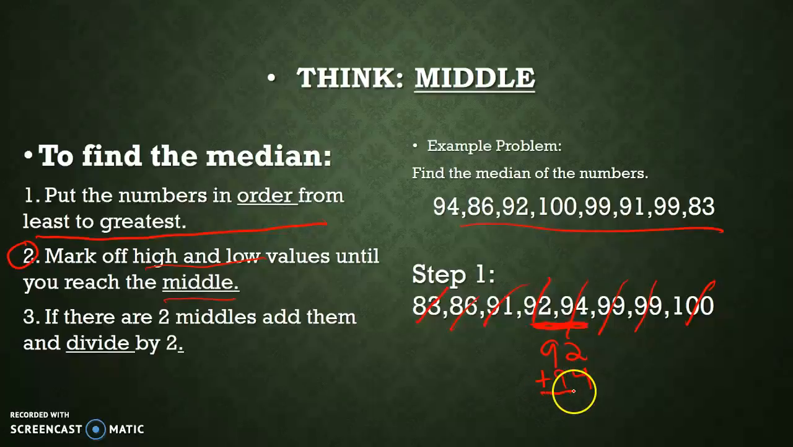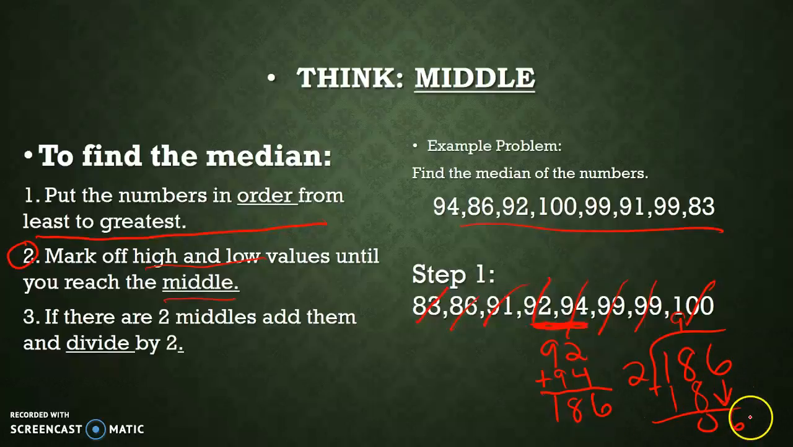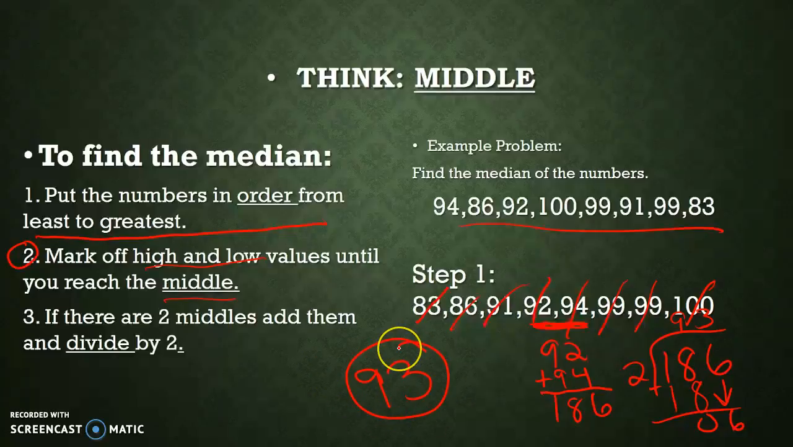Okay. I take step number 2, I did that, and then this is step number 3. I take the 2 middle numbers, since there is no actual middle, because there's 8. It's an even number. I add them together, so I get 6 here and 18 here, so I get 186, and then I divide by 2. When I do that, I get 9, and that's 18, 6, 2 goes into 6 3 times, so my median is 93.